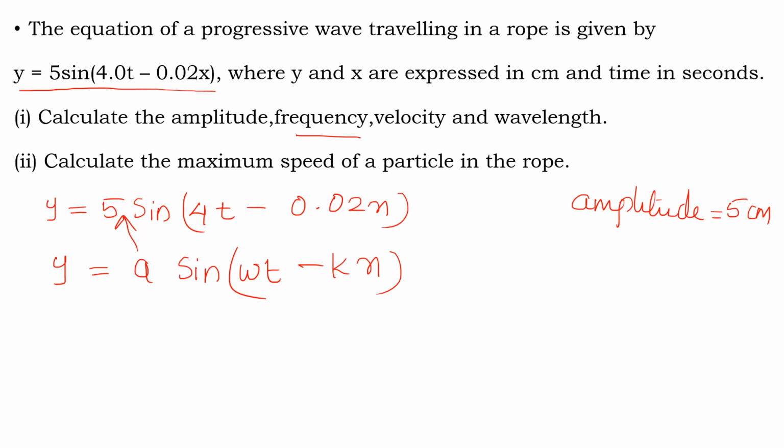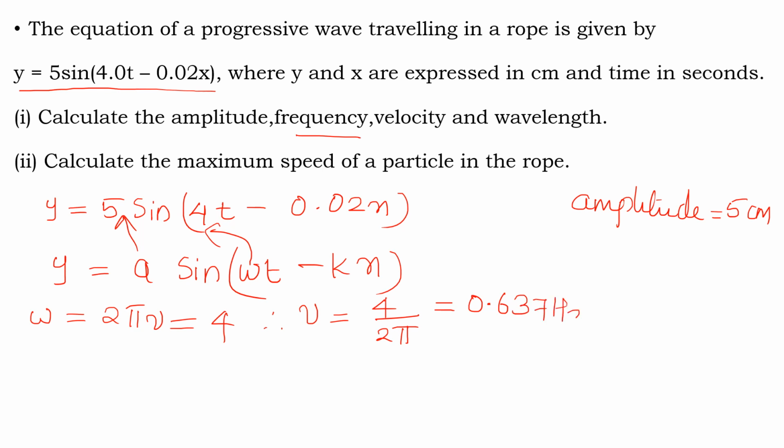Next is the frequency. Here omega corresponds to 4. We know that omega = 2 pi nu = 4. Therefore, the frequency is 4 by 2 pi, which is about 0.637 Hz. That is, the frequency is 0.637 Hz.